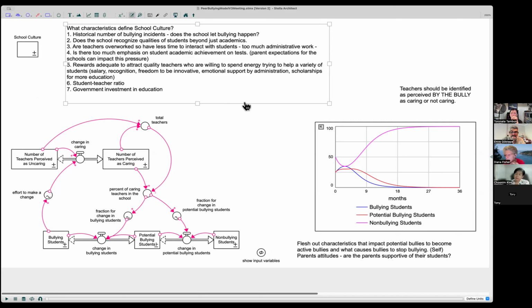We only have 10 minutes left, so I think it's important that we capture this. And by the way, if we don't have your email, would you put your email into the chat? Because we will send you the model and you can play with it. Now, you have to have Stella Architect or Stella Professional. You cannot use Stella Online, because Stella Online only allows 3 stocks. And so that's going to be a problem.